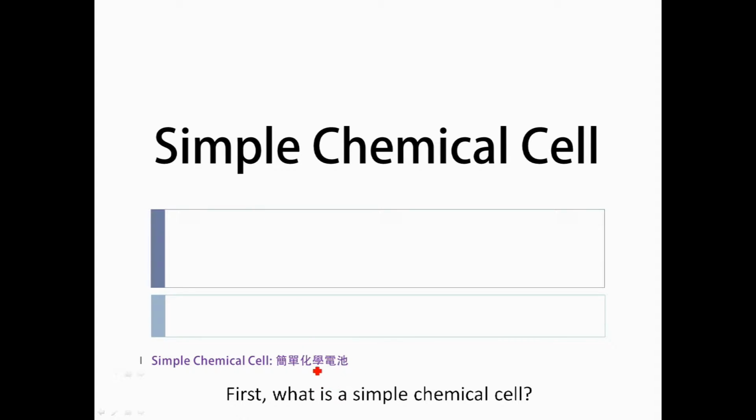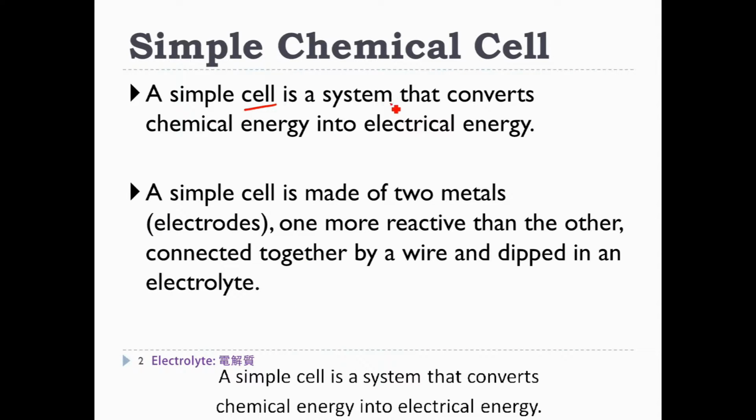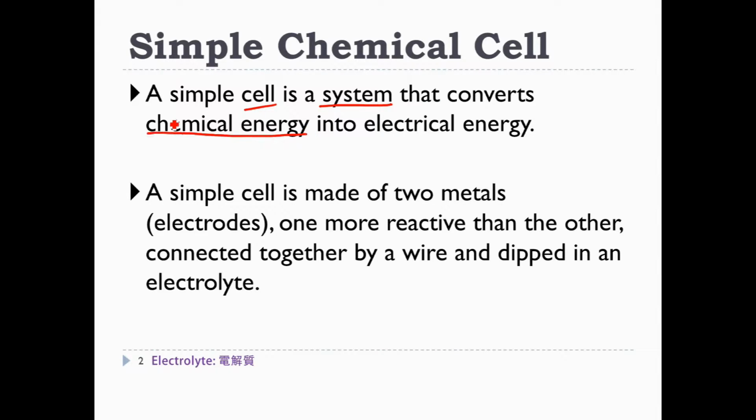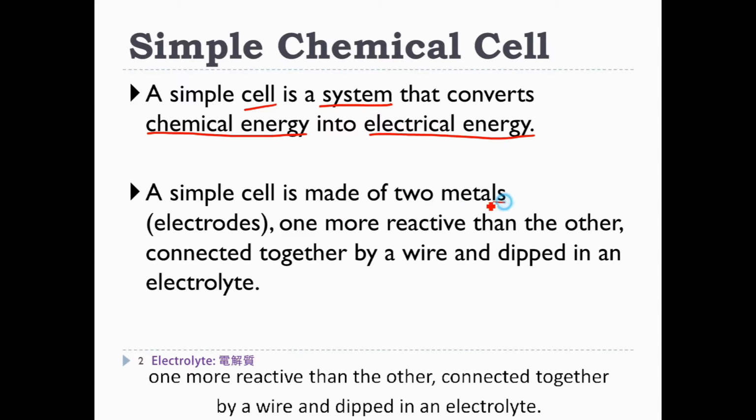First, what is a simple chemical cell? A simple cell is a system that converts chemical energy into electrical energy. A simple cell is made of two metals, which are called electrodes, one more reactive than the other, connected together by a wire and dipped in an electrolyte.